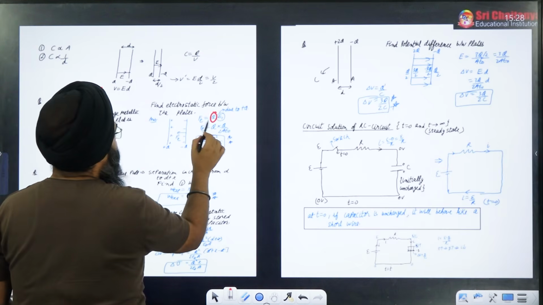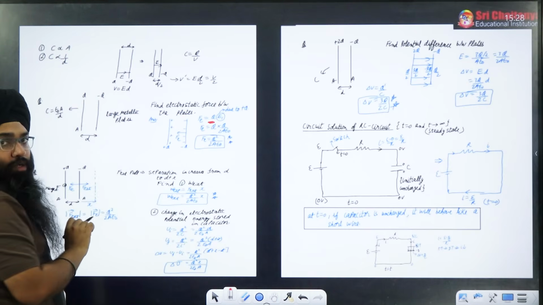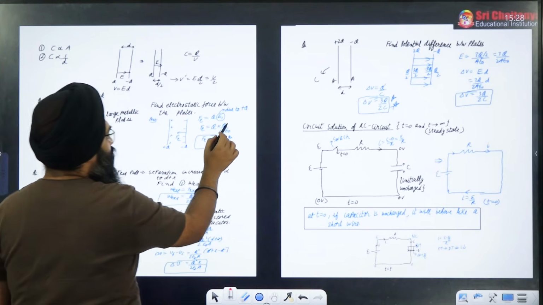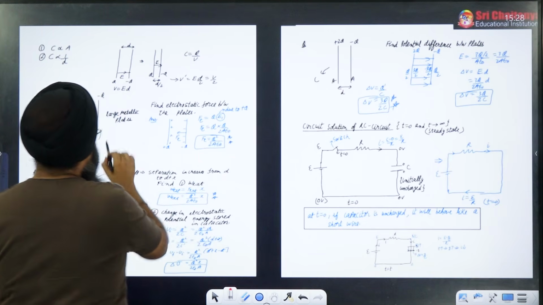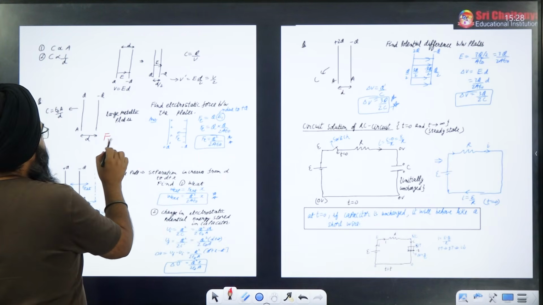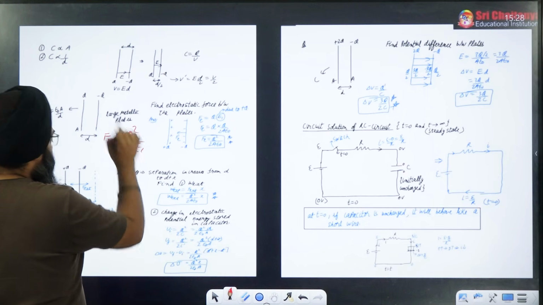So the magnitude of the charge on one of the plates multiplied with the electric field due to the other plate. Now due to one plate we already know that the electric field is sigma by 2 epsilon naught or q by 2A epsilon naught. So the electrostatic force will actually come out to be q square divided by 2A epsilon naught.